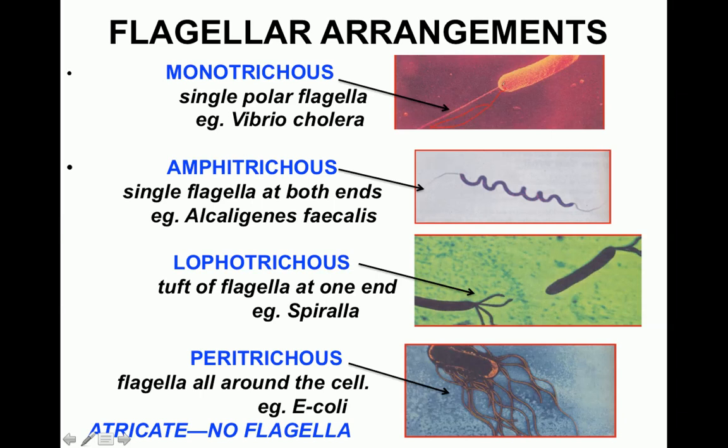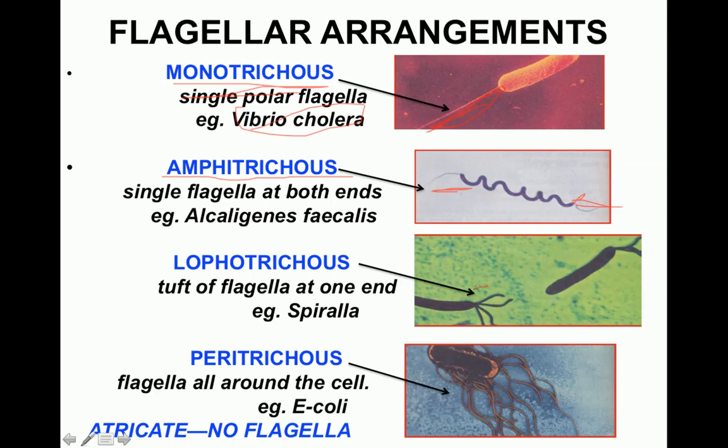Now there could be a single polar flagella, as you can see over here. This is just one flagella coming out of the bacterial cell, and this is basically seen in Vibrio cholera, and it is known as monotrichous. So monotrichous is a single polar flagella coming out of the bacterial cell. The second terminology which is used is amphitrichous. Amphitrichous is when, as you can see over here, a single flagella is coming out from both the ends, or both the poles, and this is known as amphitrichous.